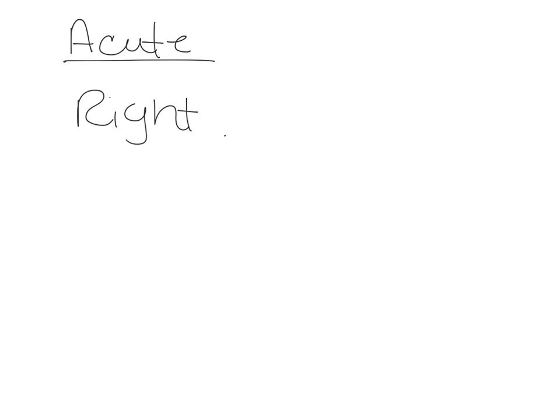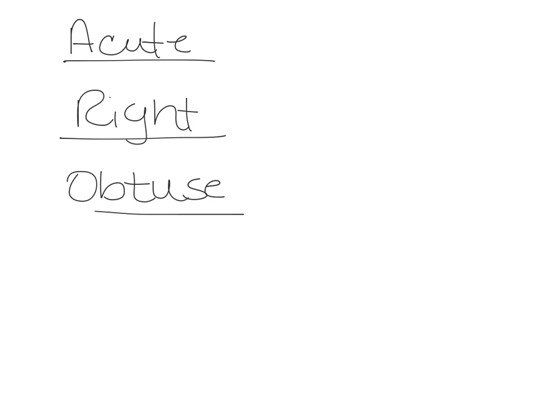So the first thing that you're going to want to do is turn to page 214. And we're going to take a look at some of the different definitions that we have. The first thing that we have are the different types of angles. And you have acute angles, you have right angles, you have obtuse angles, and you have straight angles.